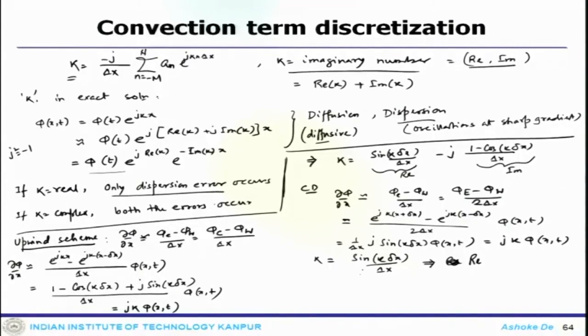So, that is what is important, that in one case both the errors are present and in the other case only one. This dispersion error actually causes some sort of oscillation, undershoot and overshoot of the results at the location where you have sharp gradient.